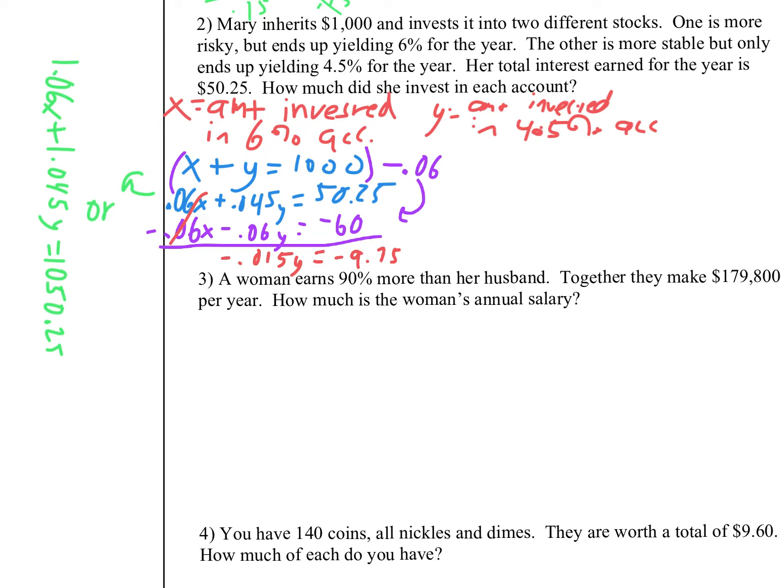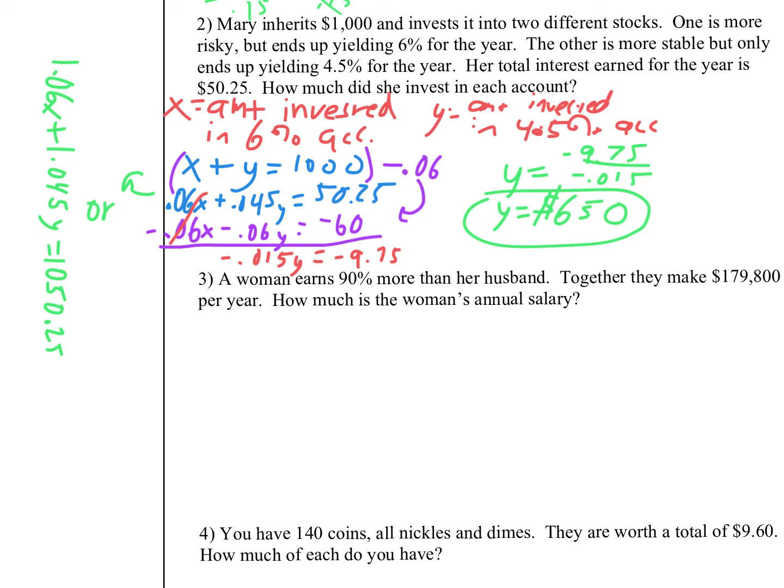Okay. So then my next step here, I would divide that negative 0.015 over. Don't really have space here, so I'll do it over here. I'll just say y equals negative 9.75, dividing that negative 0.015 over. Once again, we want to use a calculator for that one, and so I got y equals $650. So that means Mary invested $650 into that 4.5% account, which was identified as y.